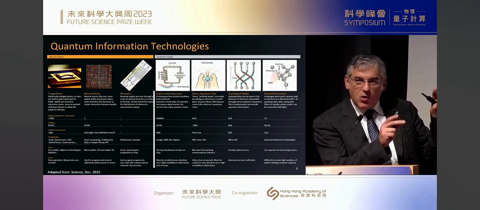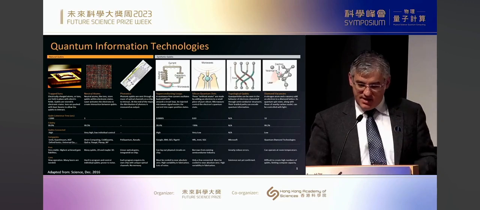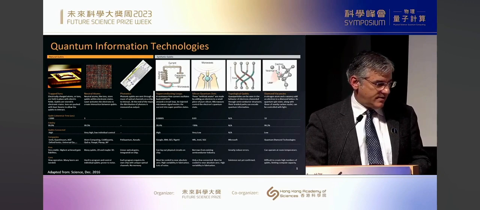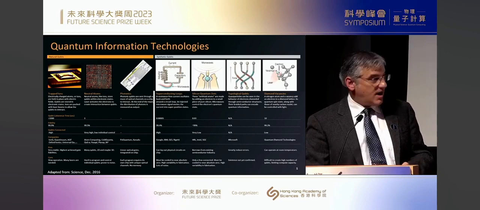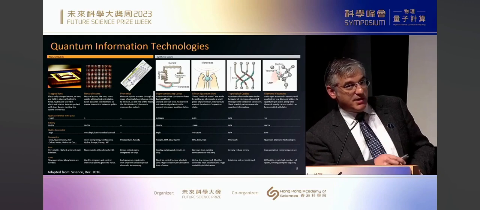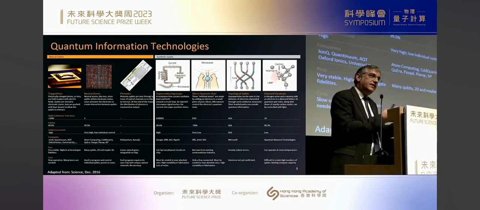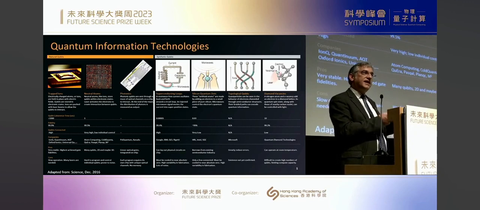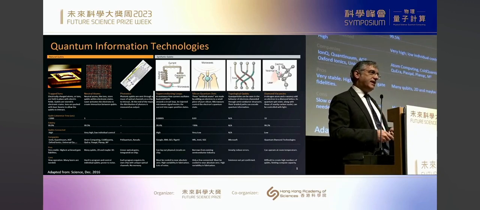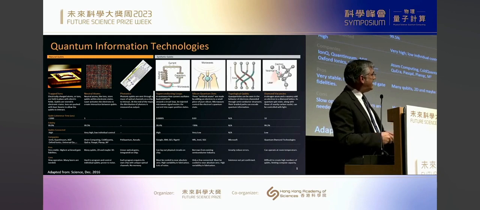miniaturizing and making quantum the current silicon technology we have now. Superconducting systems, we heard a little bit about that. Superconducting systems, because they're so cold and the electrons conduct without loss, can be isolated in a way, and you can think of building qubits that way.